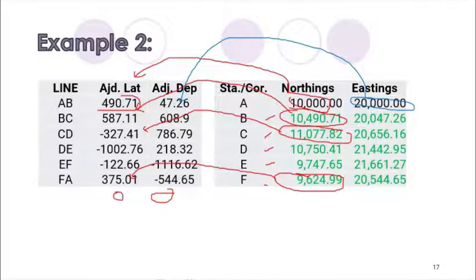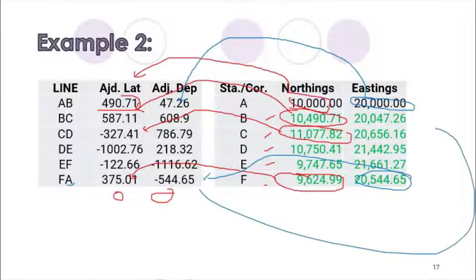So the last thing, please check your work. Now, the last station, that is F, it is 20,544.65, and if you add the last, that is FA, it goes back to A, that should be 20,000. Yeah, so it's correct, no? 20,544.65 minus, or plus a negative, 544.65. Of course, it will go back to 20,000. So meaning to say it's a check, or your solution is correct.